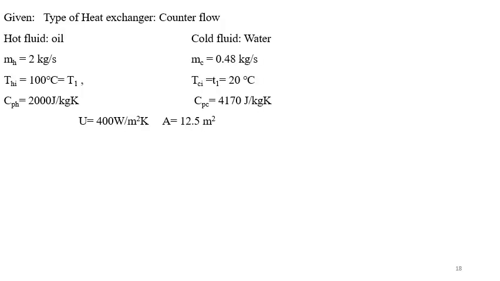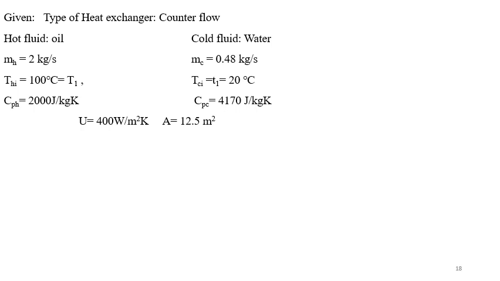So here we can note down the type of heat exchanger as counterflow, and the hot fluid is oil and the cold fluid is water. The mass flow rate of the hot fluid is given as 2 kg per second, and similarly the mass flow rate of the cold fluid is also given, 0.48. The inlet temperature of the hot fluid is 100 degree centigrade, and the outlet temperature of the hot fluid is not given, and the cold fluid inlet is 20 degree centigrade. So only two temperatures are given.